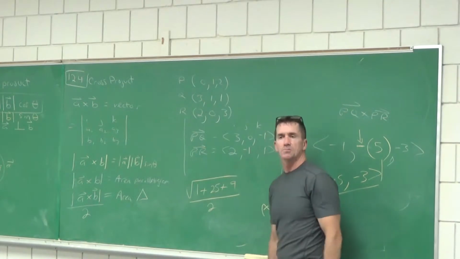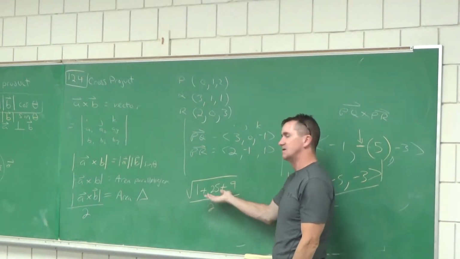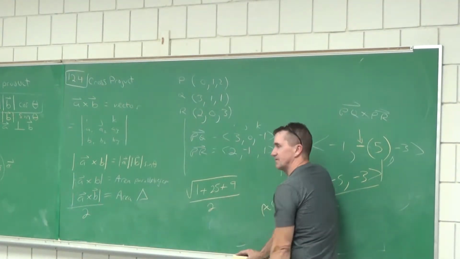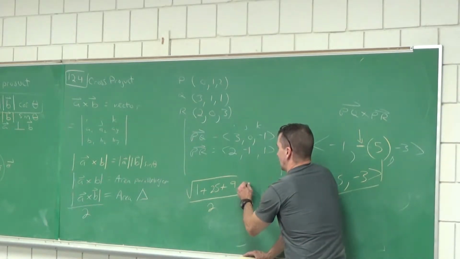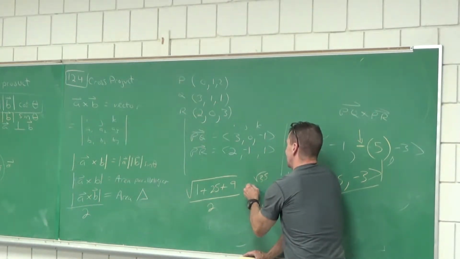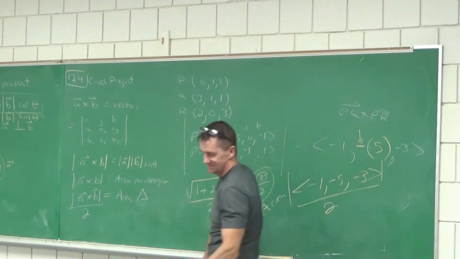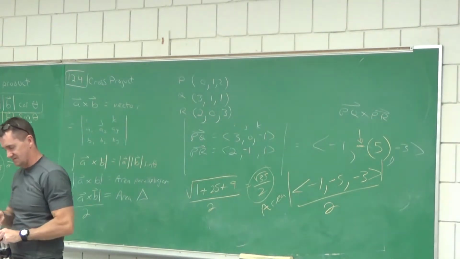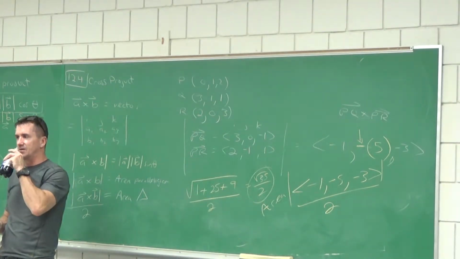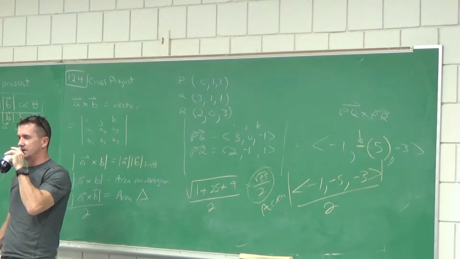Well, what might take your brother or sister hours to compute, you got it in a couple of minutes. It's square root of 35 over what? 2. That's your area of that triangle. You can leave it like that too. You don't have to write it as a value. You leave it in that exact form.